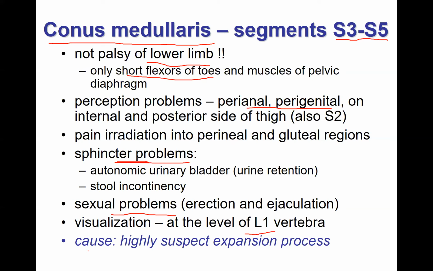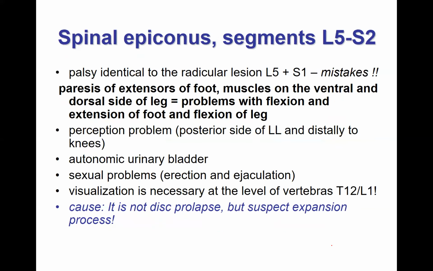And the cause is not usually herniation, but an expansion process. An expansion process can be bleeding, tumor. And then the level above, another 3 segments above, which we call the epicone or spinal epiconus. So it's the level above, vertebra T12 to L1. It's L5 to S2. So it's the sciatic nerve.